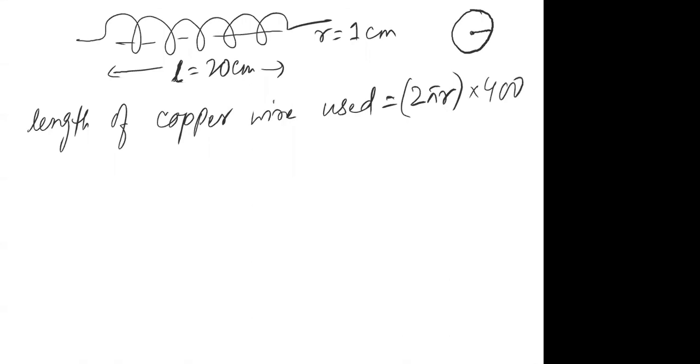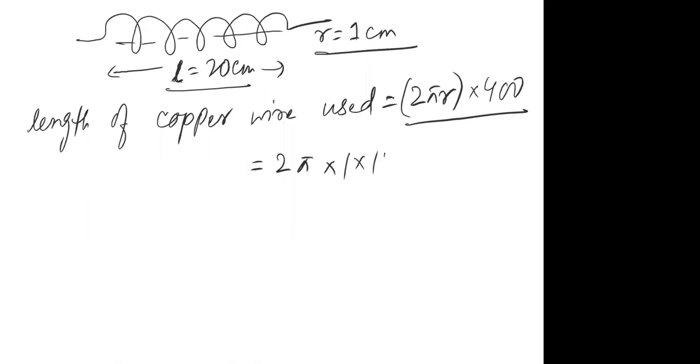Did you understand? This is the length of the solenoid, not the length of the wire used. Why are we trying to find the length of the wire? Because we need to find the resistance, and we can find the resistance only if we can find the length. So the total length of wire used is 2 pi r into 400, which is 2 pi multiplied by radius 1 centimeter. I told you to write everything in meters, so I can write it as 1 into 10 to the power minus 2 into 400. Is it clear? This is the length of the wire.